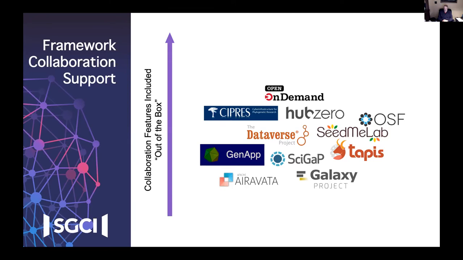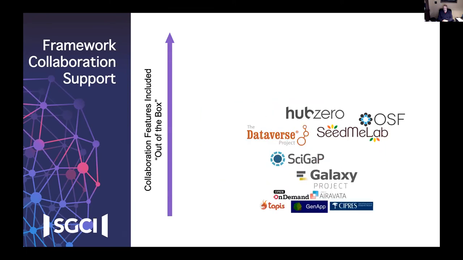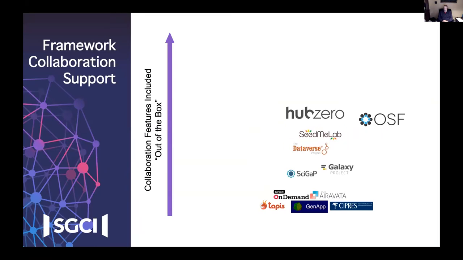For example, some of these things were never actually intended to be collaboration frameworks. They were more about connecting to data and connecting to compute, and not so much about collaboration. Others have a little bit more emphasis on collaboration, yet others somewhat more emphasis on very specific areas in collaboration, and even others very heavy emphasis on collaboration. For example, I am the HubZero director as well, and I think out of the box, we probably have the most collaboration features out of any of these.